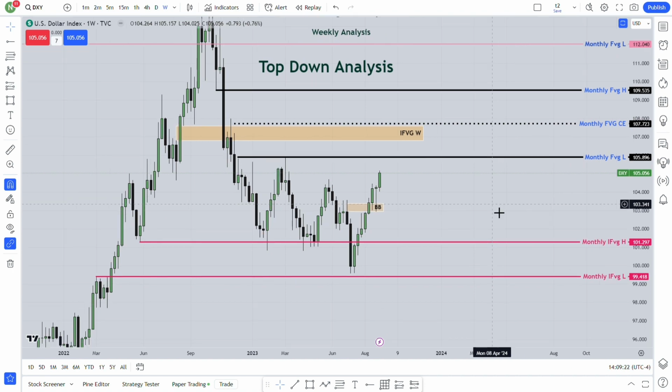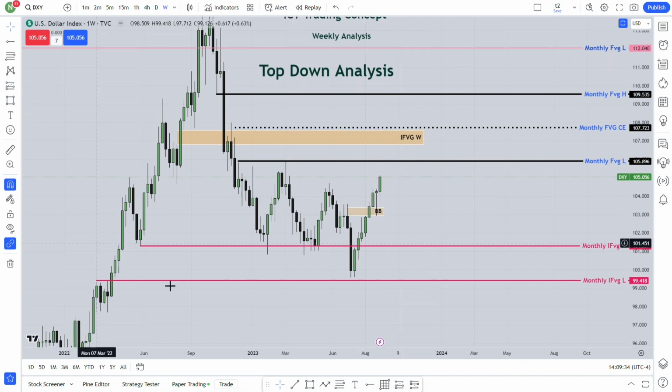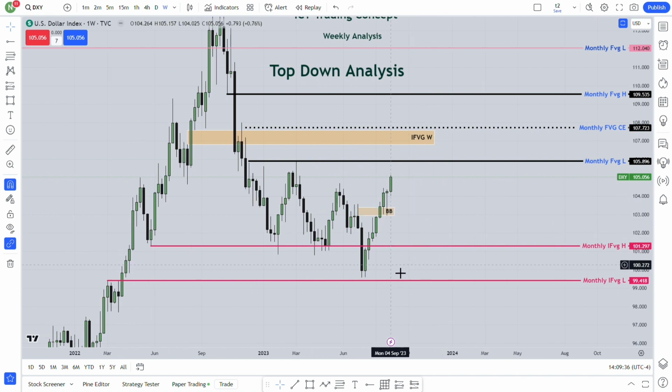If you'd like to trade any pair which is actually related with the USD or the indices, then you have to start your analysis from DXY, that means the dollar index. So this is the dollar index weekly chart. You see, I'm just talking about the same thing for the last 3 weeks about dollar. It's really trying to go to this gap. This is the monthly fair value gap. This is the consequent encroachment, and you see the little box. This is the weekly IFVG, the inversion fair value gap.